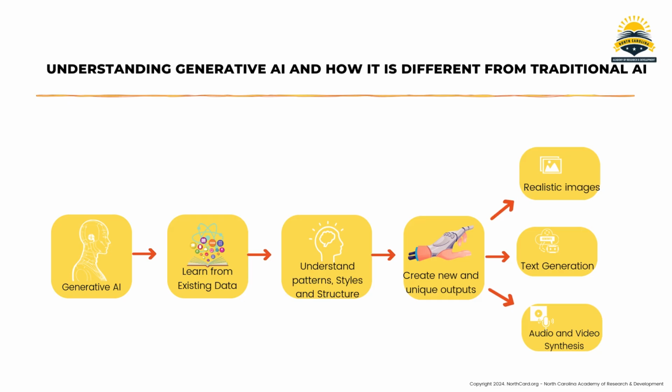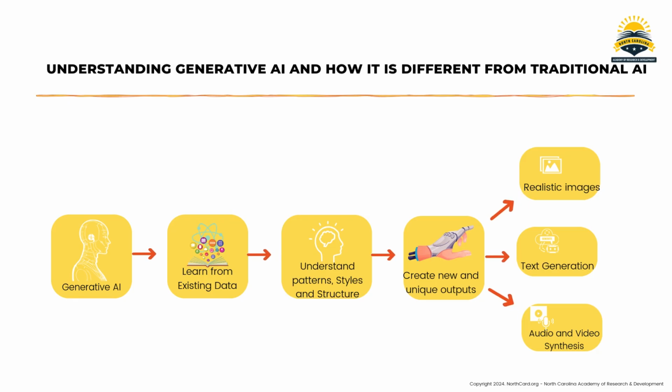Then, the AI understands patterns, styles, and structures. It identifies and comprehends the trends and characteristics in the data. So, it learns not just what a cat looks like, but also the different breeds and how they might vary in appearance. After that, the AI creates new and unique outputs. Using what it has learned, it generates original content. For instance, it can create a picture of a cat that looks lifelike, even though it has never seen that exact cat before.